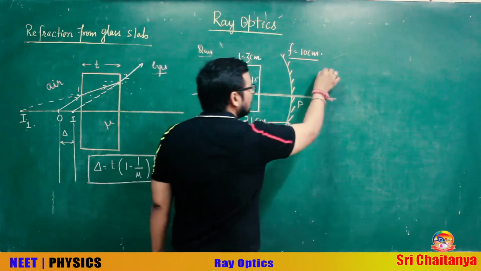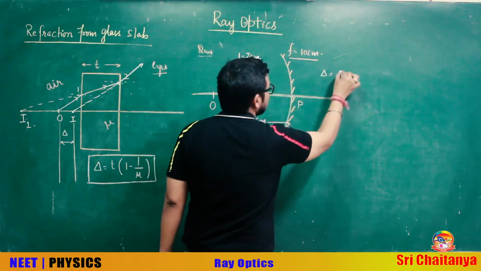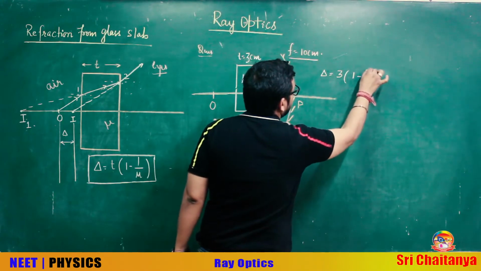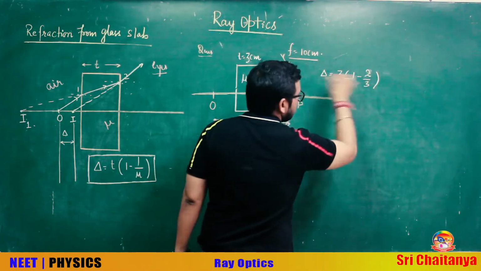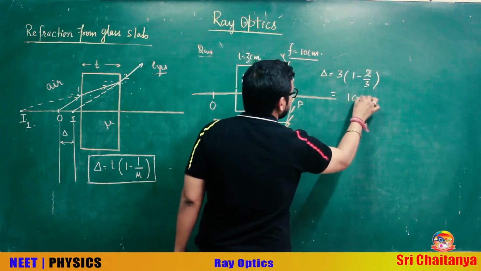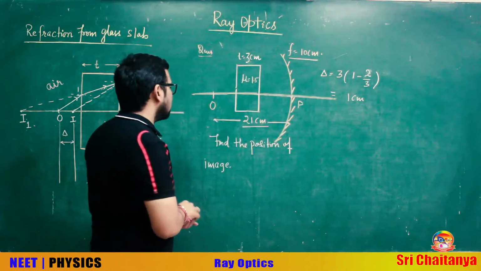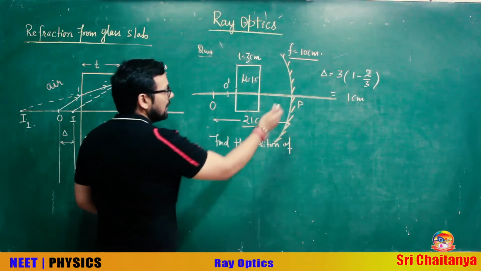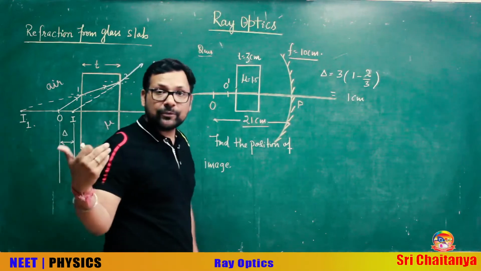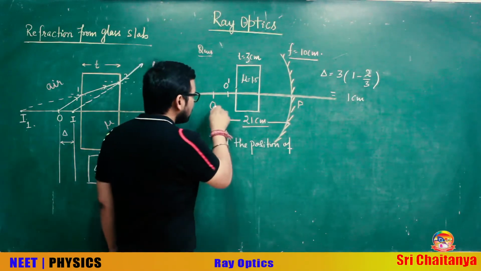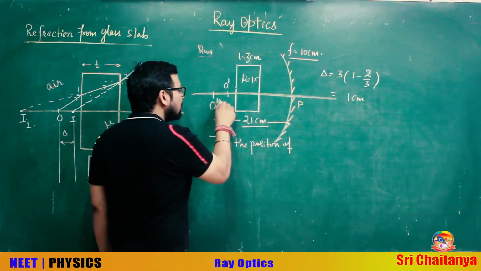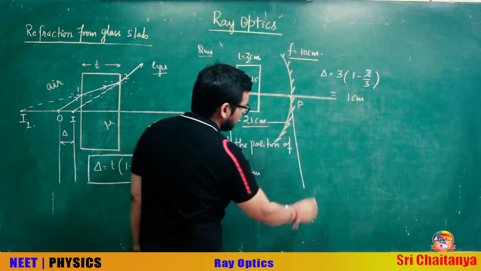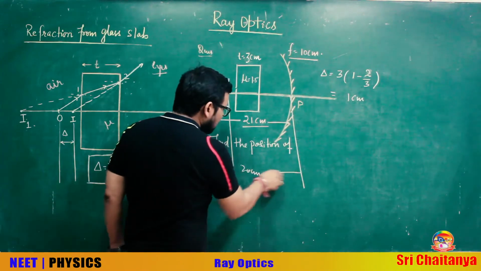So we will first calculate the shift, that is equal to t, that is 3, into 1 minus 1 by mu, that is 1 minus 1 by 3 by 2, because mu is given as 3 by 2, and that will be 1 centimeter. So where is this object shifting? This is shifting towards the glass slab. Here is the actual object as compared to the concave mirror, and this shifting of 1 centimeter is actually making the object distance 20 centimeter from the pole of the concave mirror, right?